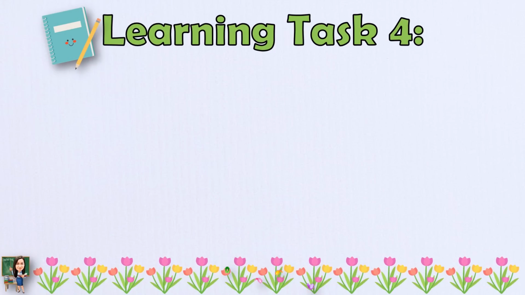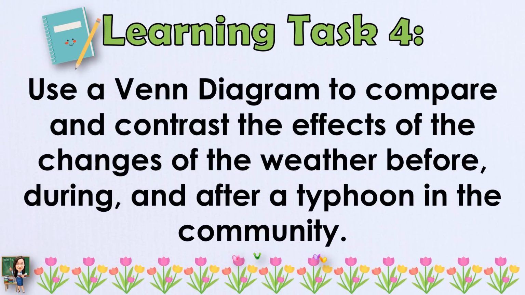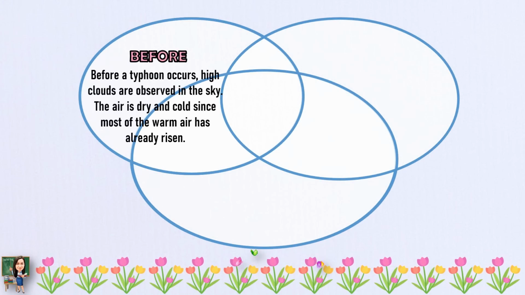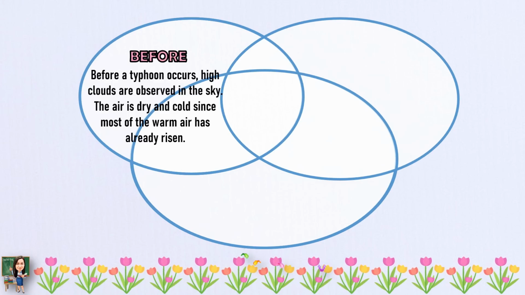Learning task 4. Use a Venn diagram to compare and contrast the effects of the changes of the weather before, during, and after a typhoon in the community. Before a typhoon occurs, high clouds are observed in the sky. The air is dry and cold since most of the warm air has already risen.